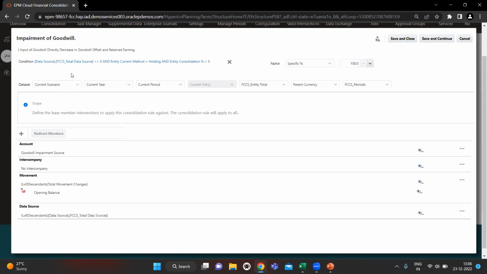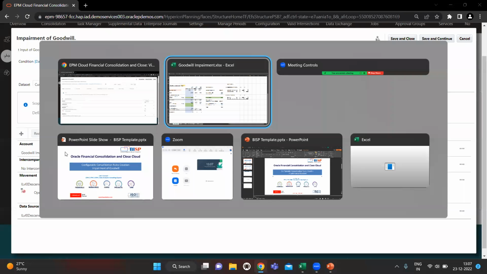So the data set is just the SYP, which we also saw, that is scenario, year, period, and entity. And we have other items as well with the consolidation members. We have entity total, and we have currency members also, that is parent currency, and we have view as periodic. Okay, so at the left side you can see we have the source column, source members, the dimensions. In the account dimension we have goodwill impairment source. This I've created. I will show you.